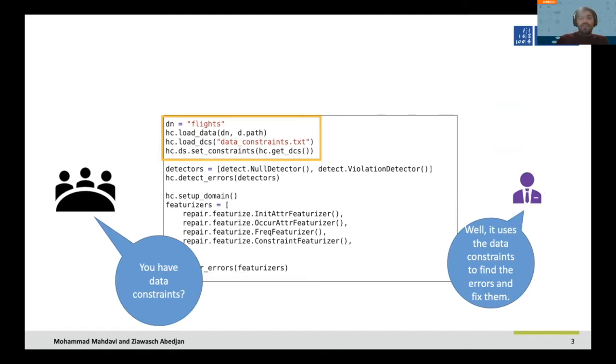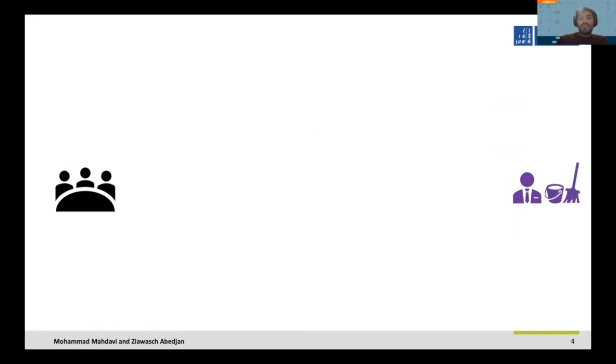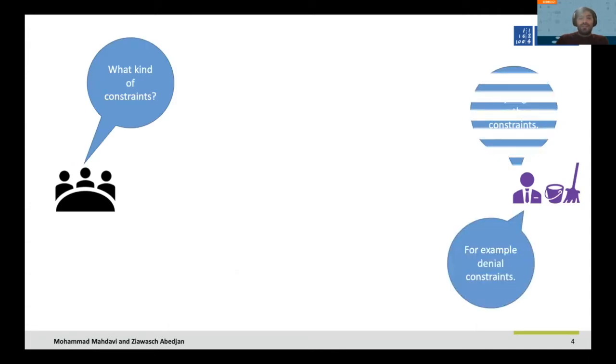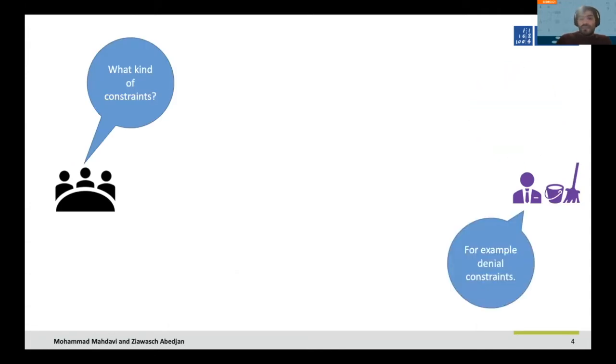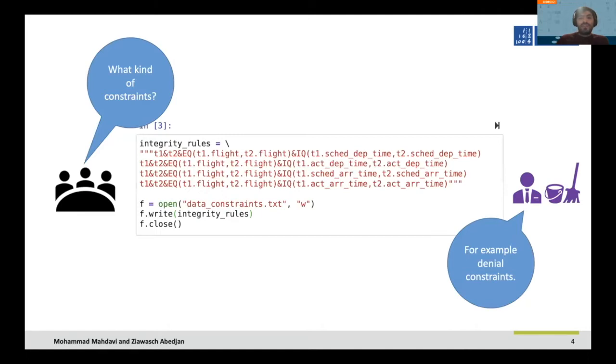They will not know what constraints are. They will ask, do you have the data constraints for us? And of course, you will say, no, we don't have them. The organization, the user has to provide them. What are those constraints? They will ask. For example, this could be denial constraints or functional dependencies. That's how you encode them into state-of-the-art systems.